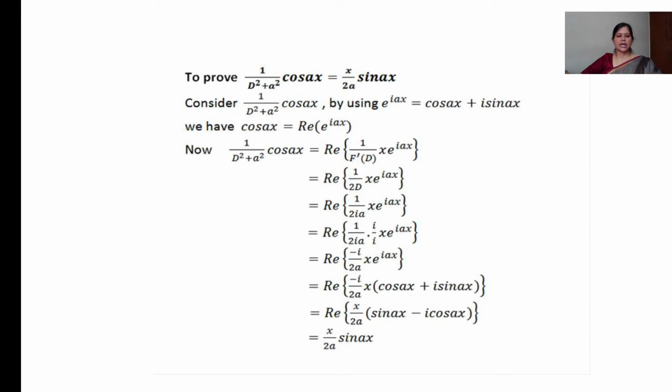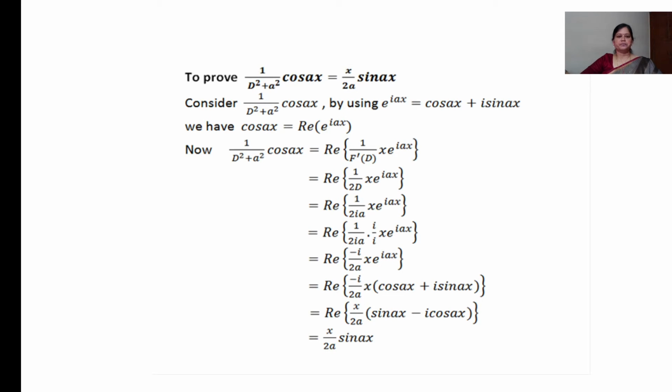So with this, what is our real part? Real part is now x by 2a into sin ax. So now 1 over d square plus a square cos ax is equal to x by 2a into sin ax. Whenever phi of minus a square is equal to 0, we will use this condition.